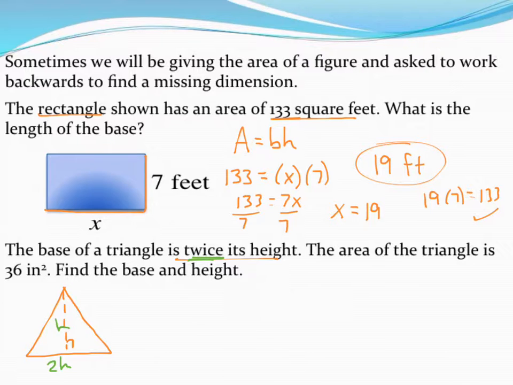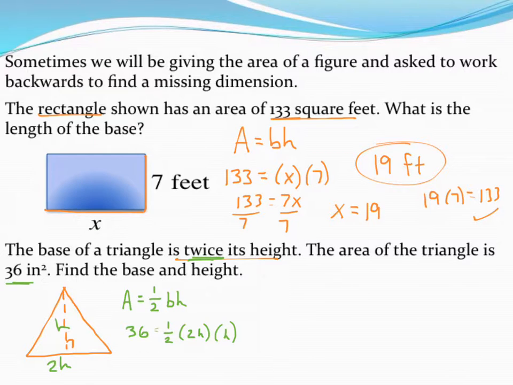Now that I have my picture though, start with your formula. That's key for doing these problems. Since we're dealing with a triangle, our area formula is 1/2 base times height. Then plug in some information that you know. They will always give you the area if you're going to be working backwards. So 36 needs to be equal to 1/2 times, well, the base was labeled as 2h, and the height is labeled as h. So I have this algebraic equation that I need to solve now.